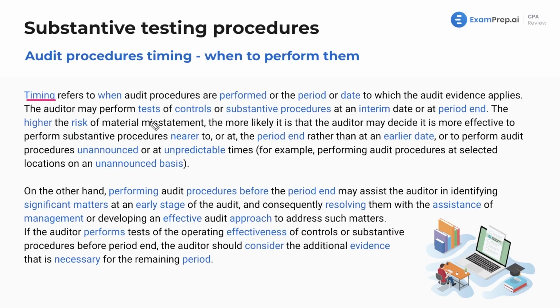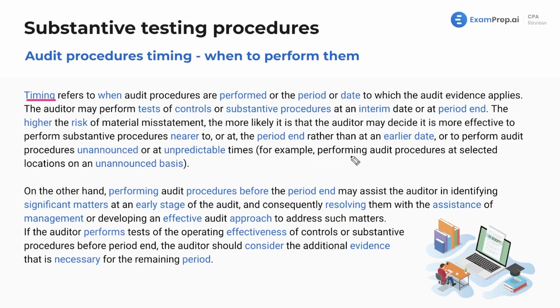The higher the risk of material misstatement, the more likely it is that the auditor may decide it's more effective to perform these procedures nearer to or at the period end rather than at an earlier date, or to perform the audit procedures unannounced or at unpredictable times. Getting a little spicy there.